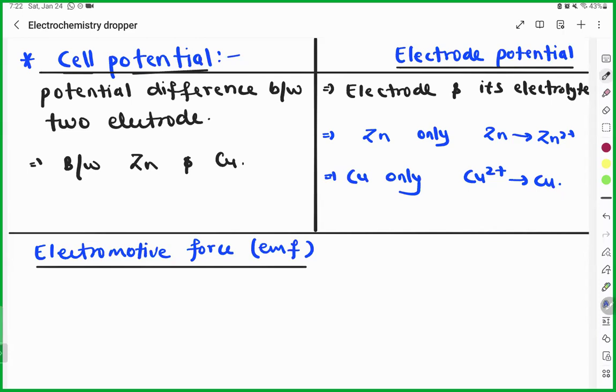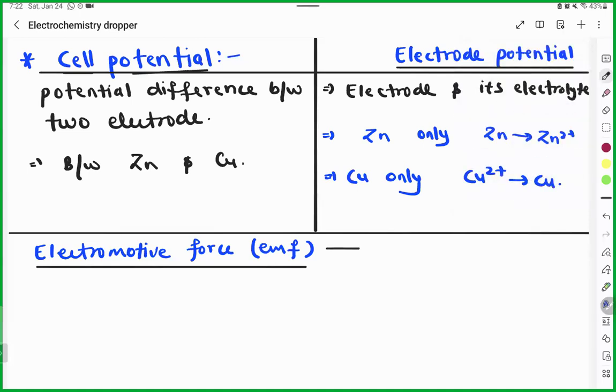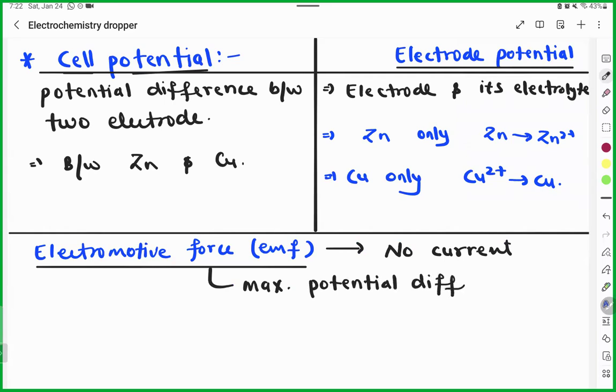No sir. So this EMF is like an ideal condition, guys. When there is no current, there will be the maximum potential difference you can imagine. EMF is the maximum potential difference, the maximum value of potential difference. So potential difference usually has a value less than EMF because EMF is the ideal condition.